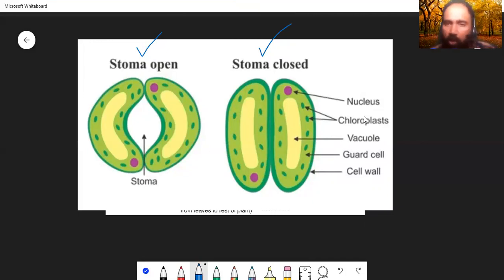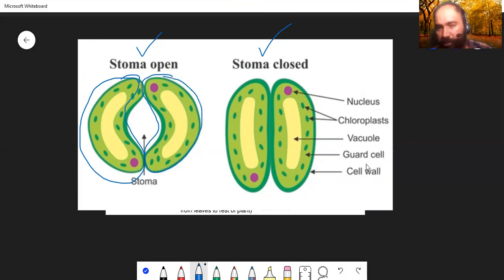Now here you can see a lot of things. This is a part of the stomata. This bean shaped thing is called a guard cell. So one guard cell and a second guard cell. See here, it is labeled guard cell. Now this diagram you need to draw in your classwork.